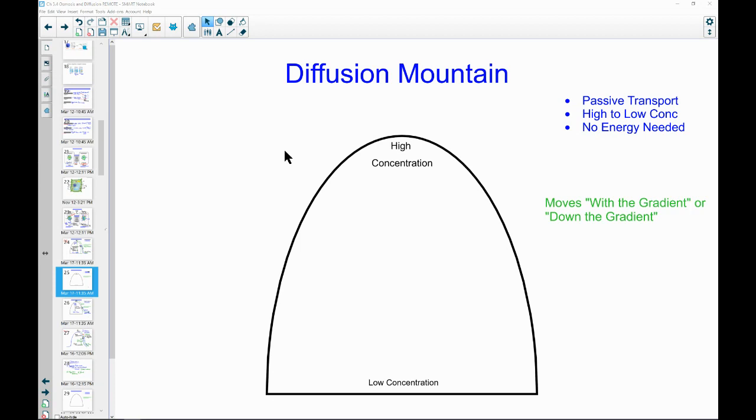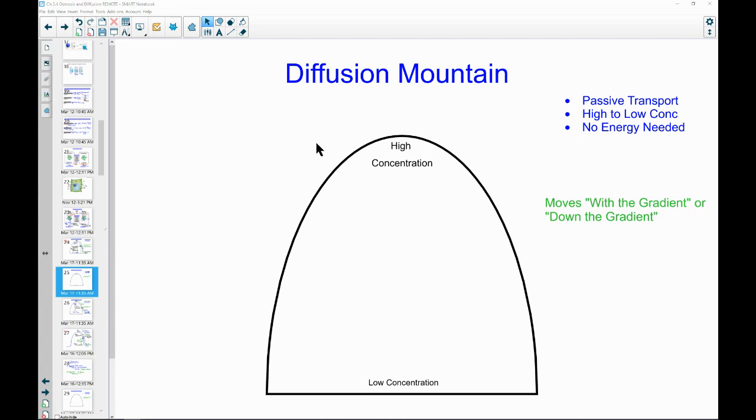Today we are going to talk about how and why molecules move in the direction that they do, and what I've created is something that I call Diffusion Mountain. It's just a nice little picture to help us remember how the molecules are moving and why they're moving the way they are.